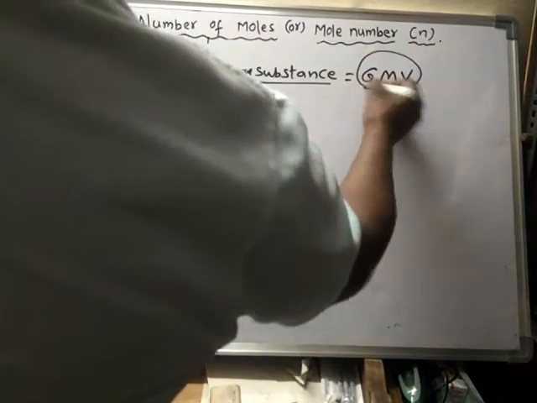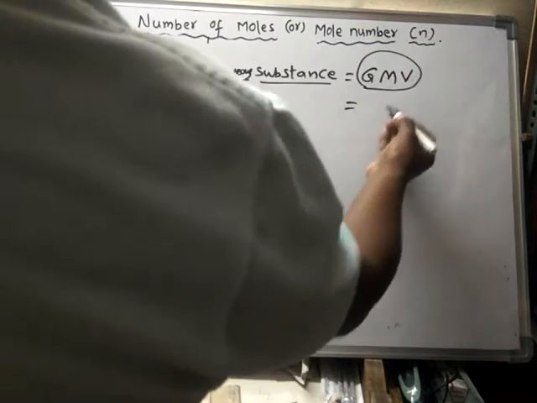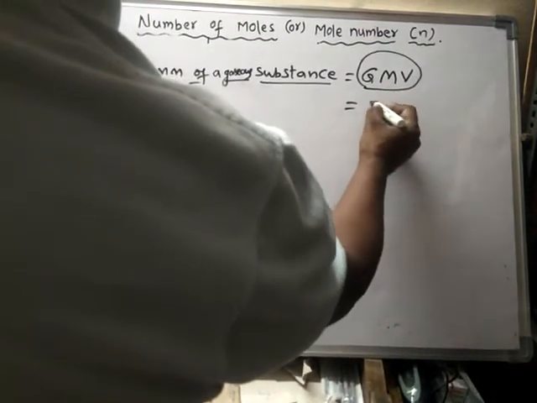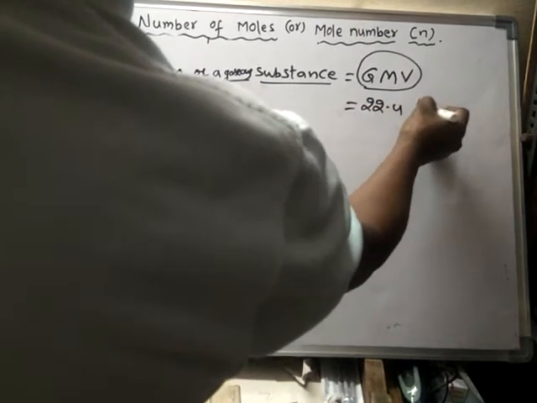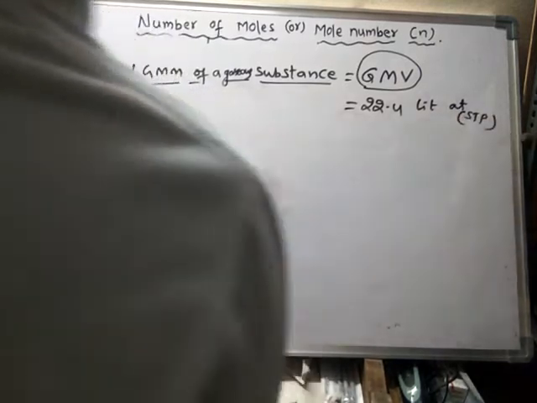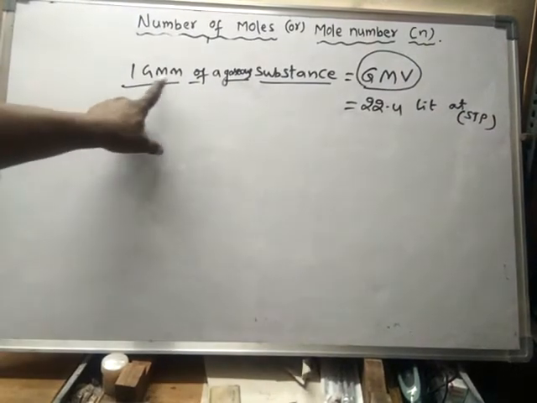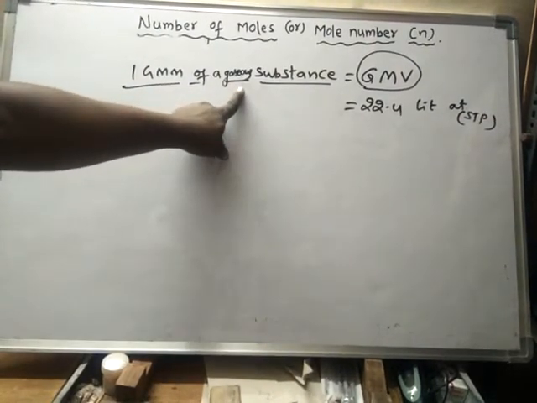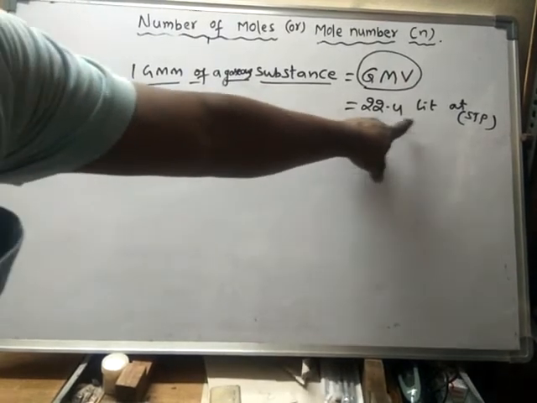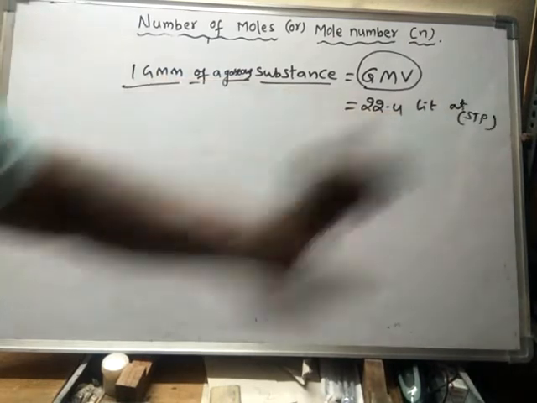And gram molar volume, generally at STP conditions, will be 22.4 liters at STP conditions. So that means 1 gram molecular mass of a gaseous substance will occupy how much? 22.4 liters of volume at STP.